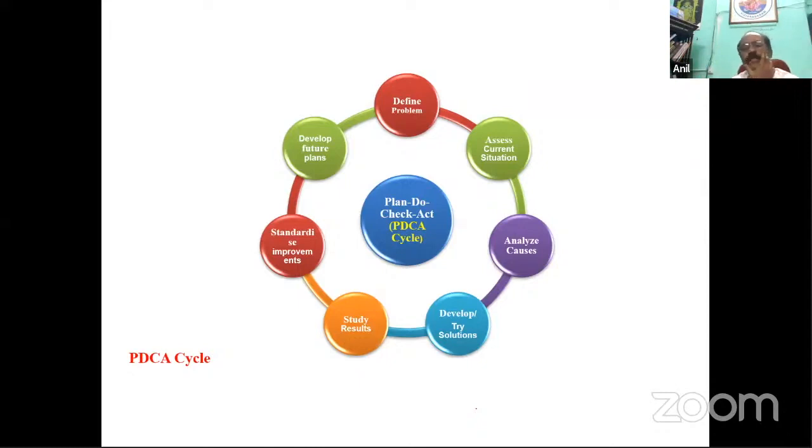And also you have to analyze the causes. If any defect is there, you analyze the cause and experiment with different alternate solutions. After that, you have to implement and study the results. And after the results come out, if these are very fruitful, then you have to go for standardization or improvements. Like this, we have to develop the future plans. So this is what is called the PDCA cycle.